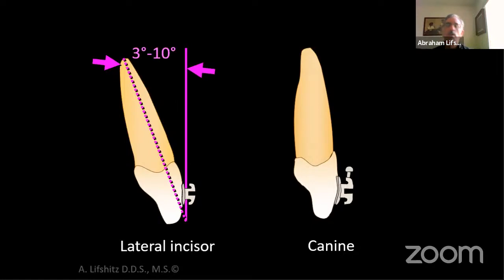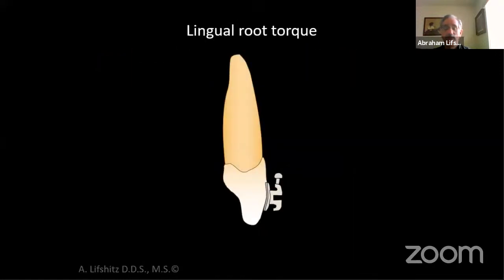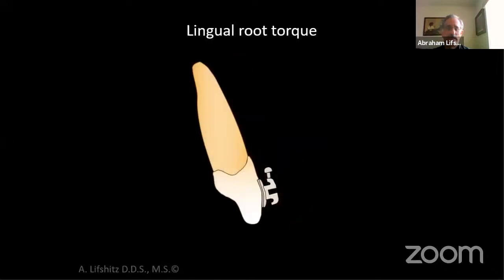It all depends on the bracket prescription that you are going to use. The canine has a 0-degree torque with a range of -6 to +6 degrees. So if we use the canine bracket on the canine, and we're going to do canine substitution, we have to place lingual root torque on the canine to compensate for that.